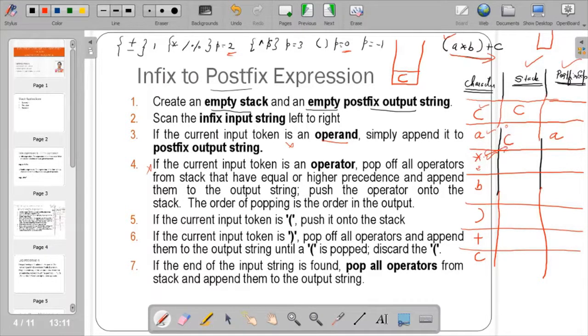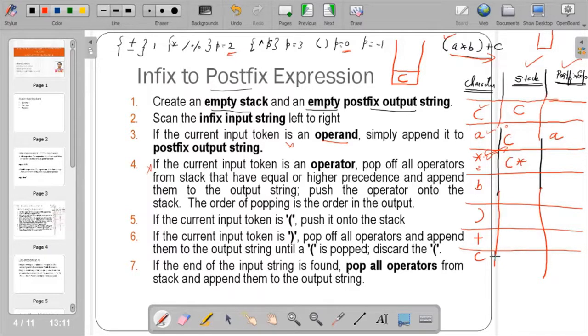Compare these two. In case this is higher than this, then I need to do the pop operation until I find one greater than or equal to this. But since this is lower, what I need to do is just push this into the stack. That is nothing but this way, that is opening bracket and star.